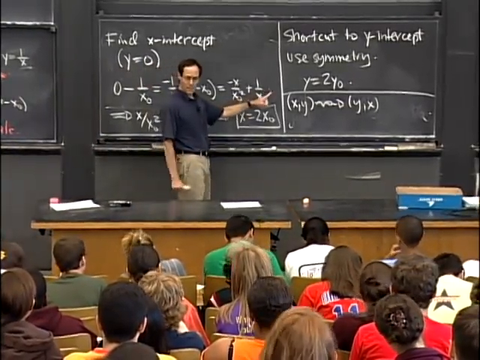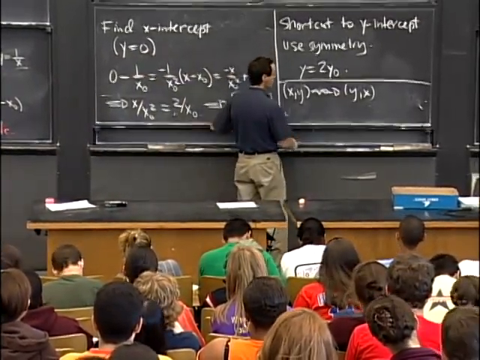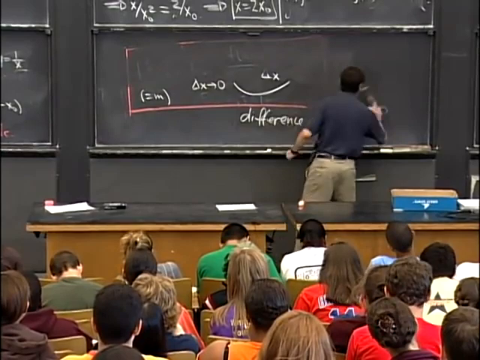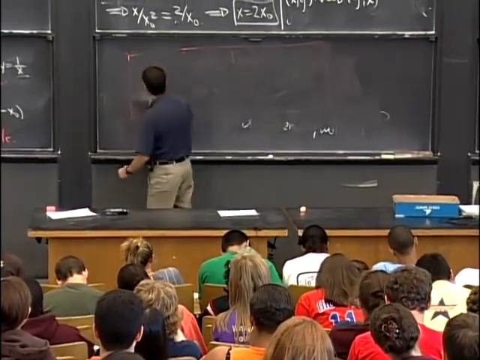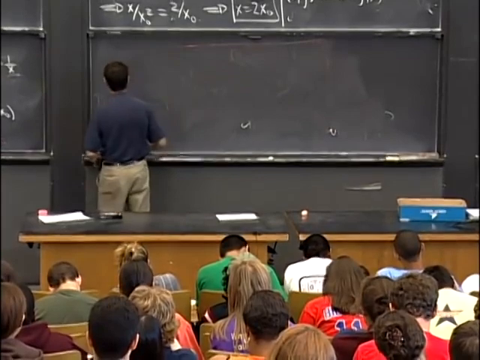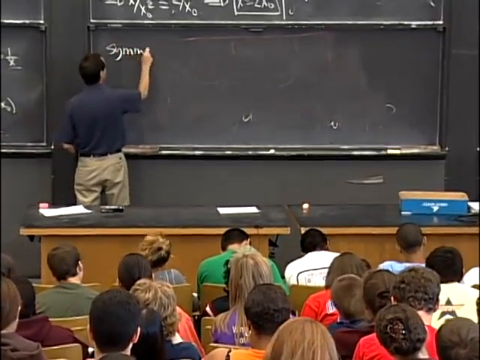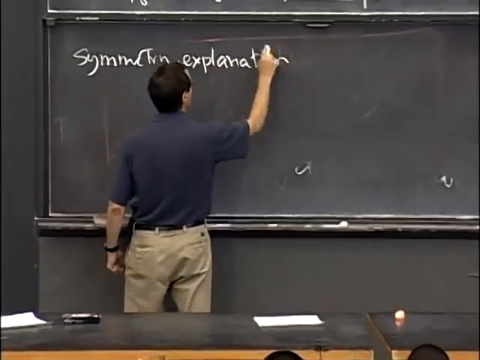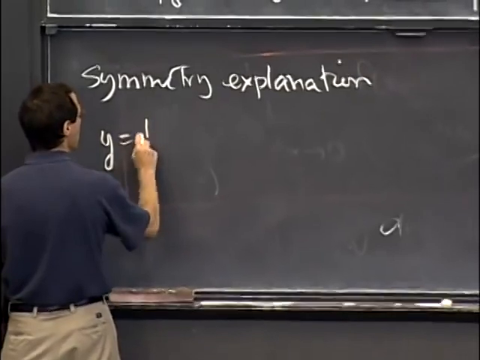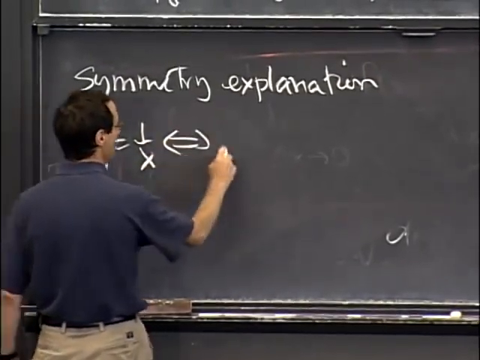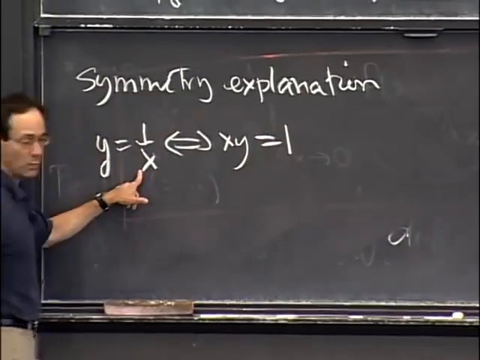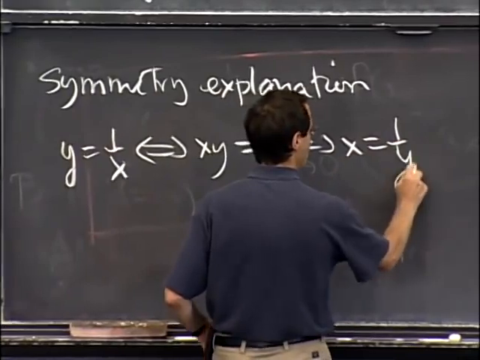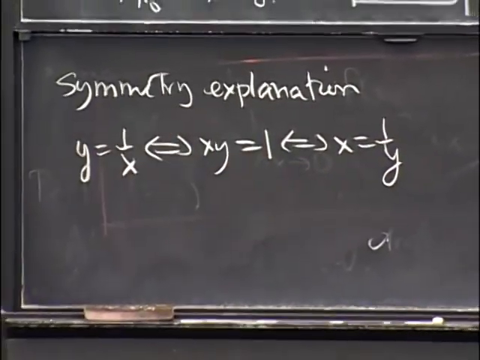So why is that? That's just an accident of this equation. So the symmetry explained is that the equation is y equals 1 over x, but that's the same thing as xy equals 1, if I multiply through by x, which is the same thing as x equals 1 over y. So here's where the x and the y get reversed.